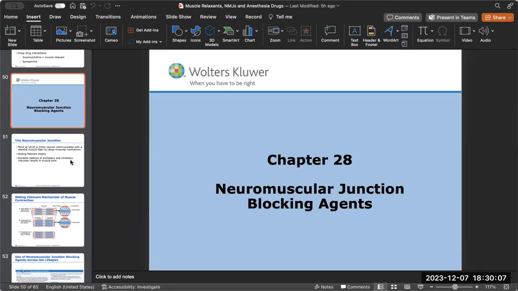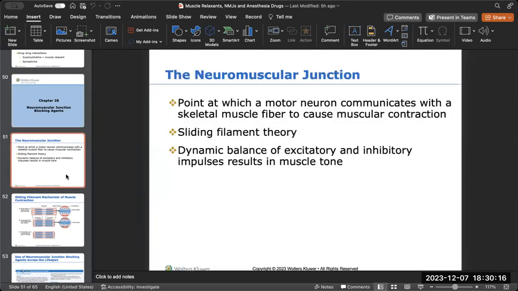No. Okay. So the last thing that we're talking about is neuromuscular junction blocking agents. The neuromuscular junction is where the motor neuron communicates with those skeletal muscle fibers to cause muscle contraction. That's why I said muscles and nerves, really important. We have that sliding filament there. Think back to anatomy and physiology, right? The actin and myosin filaments go over each other and move, and that's how we get muscle contraction, okay? So we have this sort of balance between excitatory and inhibitory impulses for muscle tone. Okay, we're going to work on these mechanisms very differently.